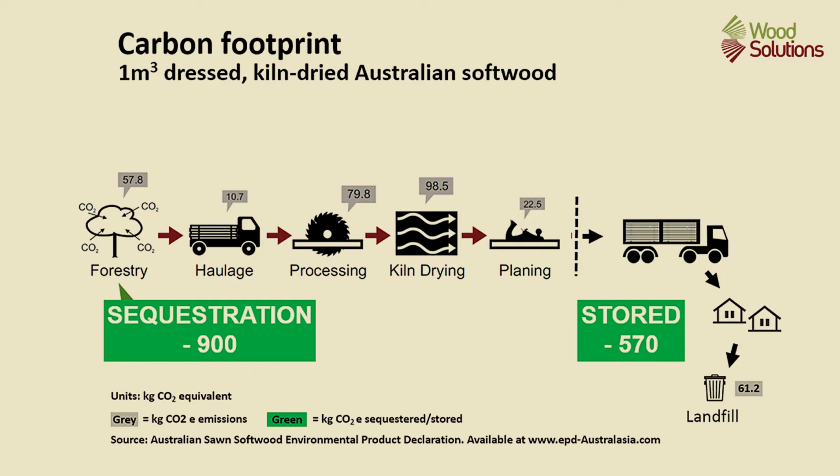The process of harvesting and manufacturing timber products results in carbon dioxide emissions. These have to be deducted from the carbon sequestration in the material to give a net carbon dioxide storage for the product. This diagram shows the results from a detailed audit of this process. It shows the carbon dioxide sequestered in 1 cubic metre of kiln-dried softwood: 900 kilograms. The emissions that occur along the way and the amount of carbon dioxide stored in the buildings or in landfills: 570 kilograms.